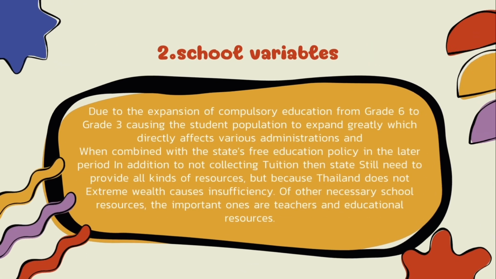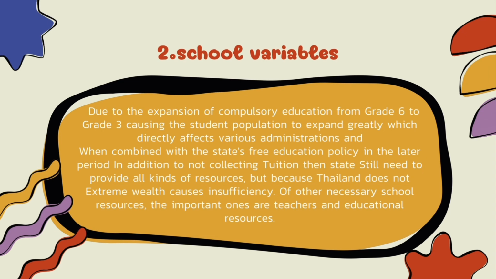2. School variables. The expansion of compulsory education caused the student population to expand greatly, which directly affects various administrations, combined with the state's free education policy in the later period. In addition to not collecting tuition, the state still needs to provide all kinds of resources. But because Thailand is not extremely wealthy, there is insufficiency of other necessary school resources. The important ones are teachers and educational resources.